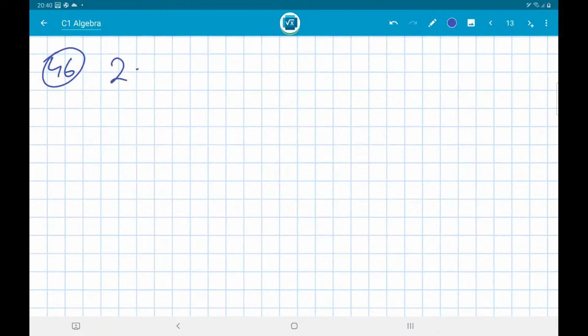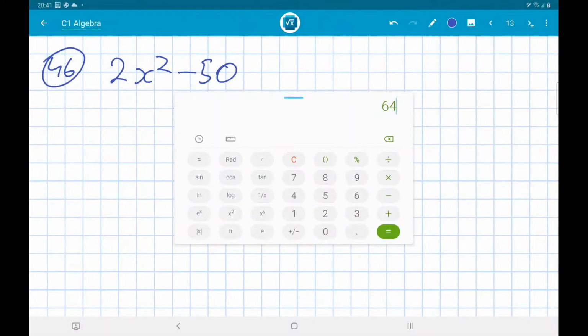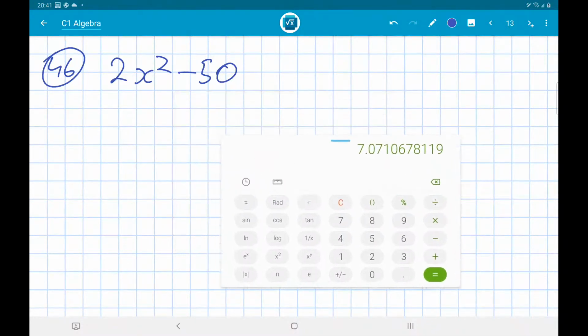And that's 2x squared minus 50. Now bear in mind, 50 is not a squared number, so the only way you can simplify this is if we were to, I mean, technically every number is a squared number, but you're not going to get any useful results if I try to do that. For example, if I type in square root of 50 into this calculator, it'll give me something like 7.07 something. That's not useful as a decimal.